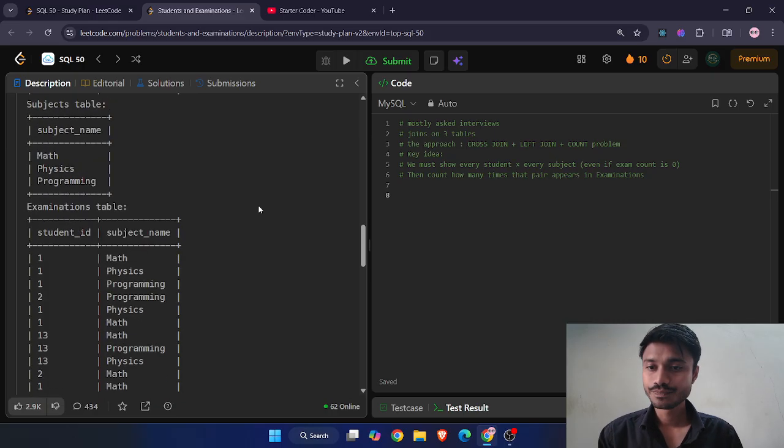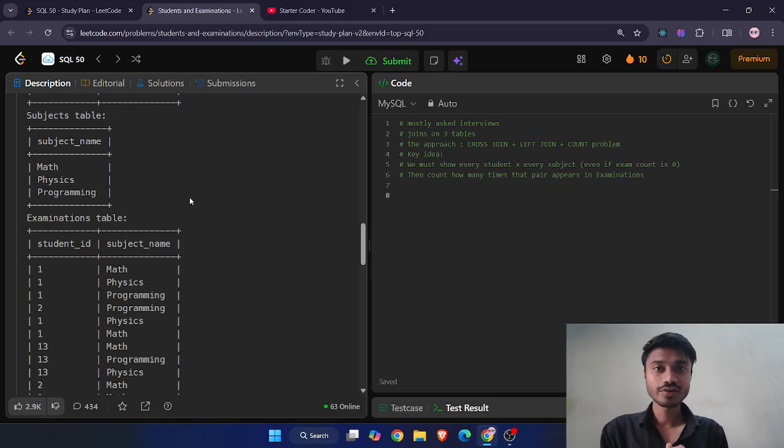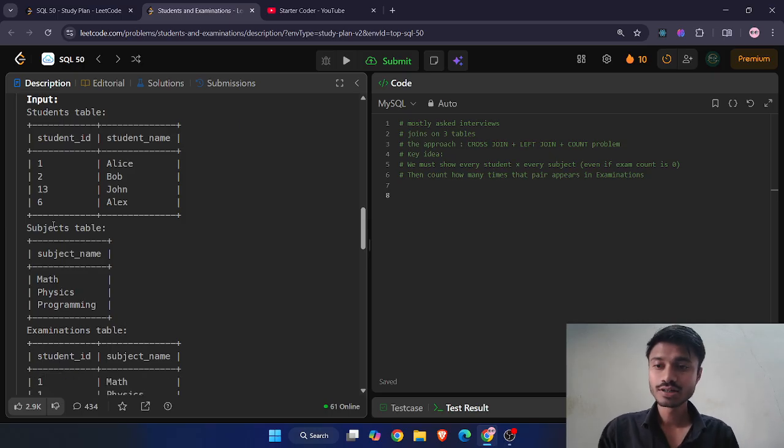Then we need to aggregate the result based on the student ID. After the cross join we have multiple entries. What does a cross join basically mean? For example, this is a student table and this is a subject table. For this entry it will create three entries: for example, Alice and math, Alice and physics, Alice and programming. So for each entry in the student table, it will create three entries with each subject name. According to that, 4 into 3, 12 entries will be created.